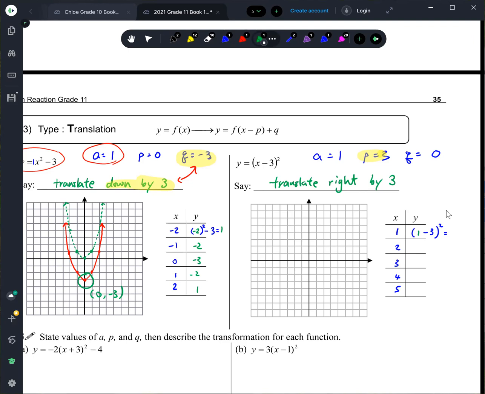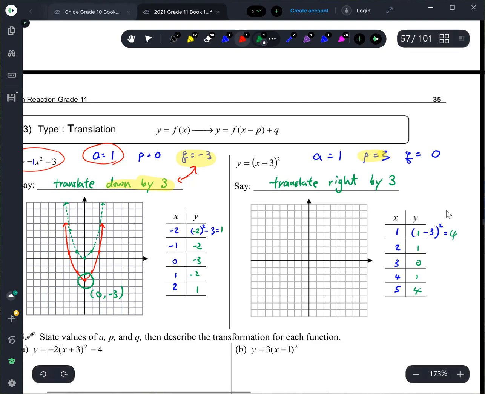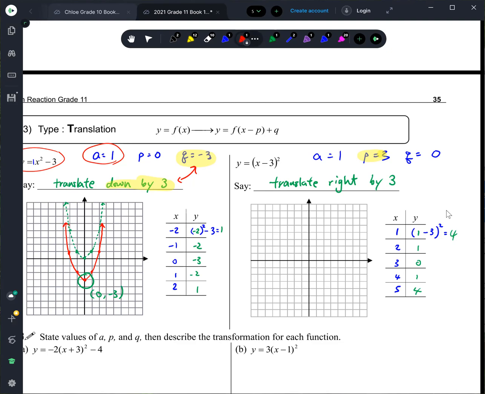Okay, and yeah, what are the values? For 1, it's 4. And then 1, 0, 1, 4. Okay, so as we can see, it only moves to the right, it doesn't go up and down. So the y value is the same as your basic. Okay, 1, 4, 1, 4 is here. 2, 1, 3, 0.